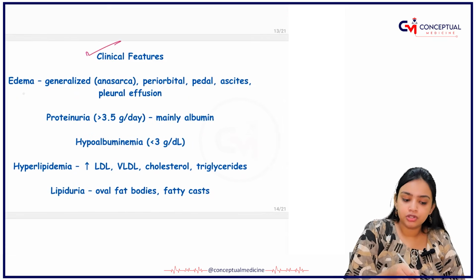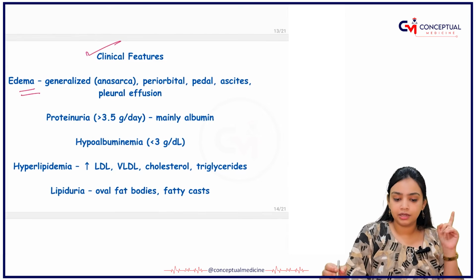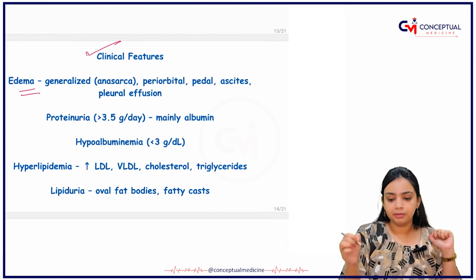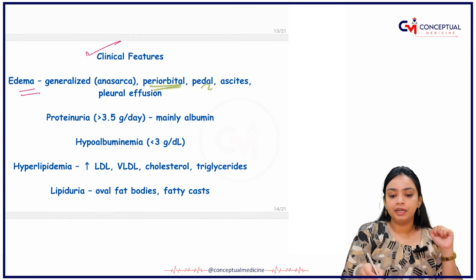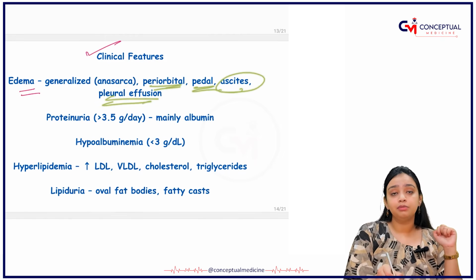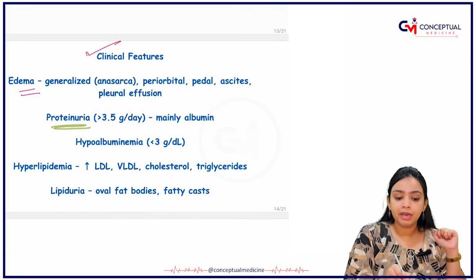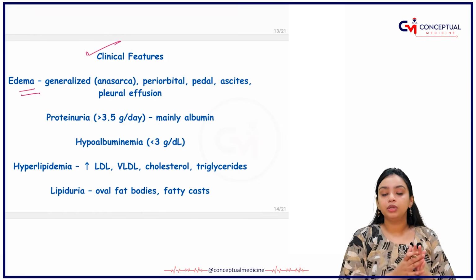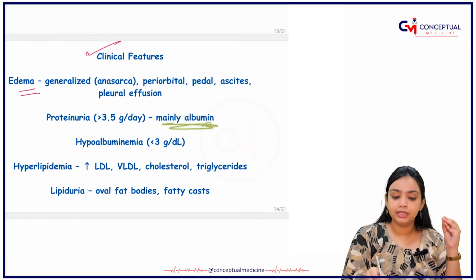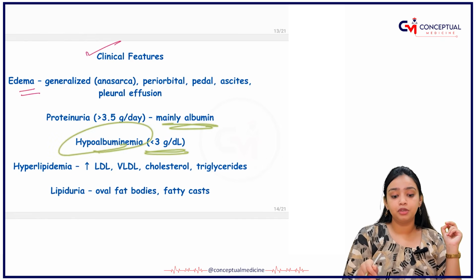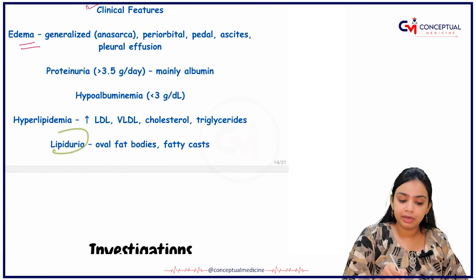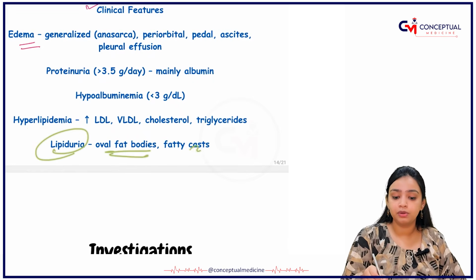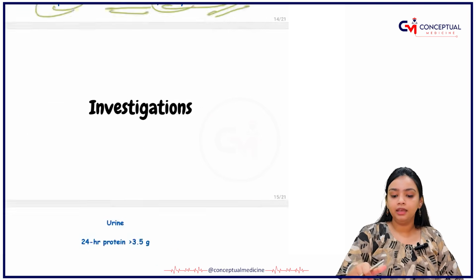What are the clinical features? Edema will be there. Generalized edema will be there. Generalized edema is also called anasarca. Then you have the periorbital edema, pedal edema, ascites and pleural effusion. Then you will be having proteinuria, that is more than or equal to 3.5 grams per day, mainly the albumin. Then you have the hypoalbuminemia, hyperlipidemia, the lipid levels will be increased. You will be having the lipiduria like the oval fat bodies and the fatty casts.